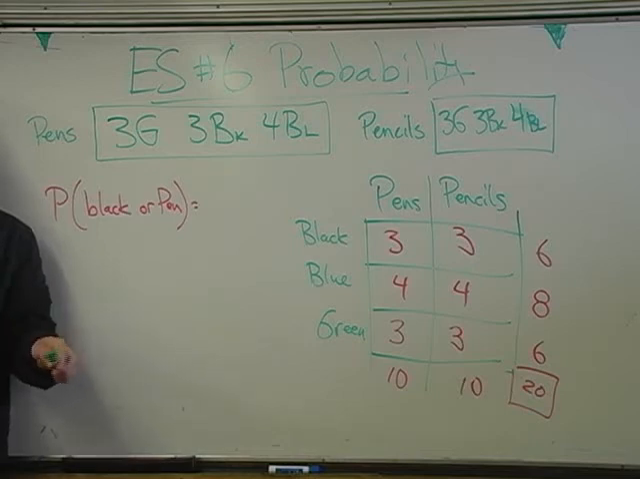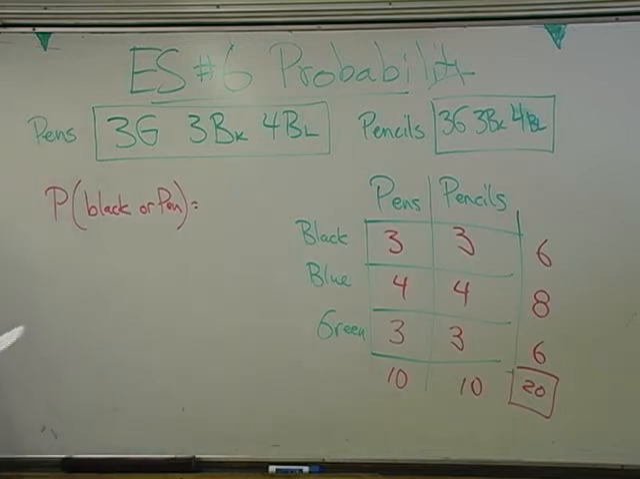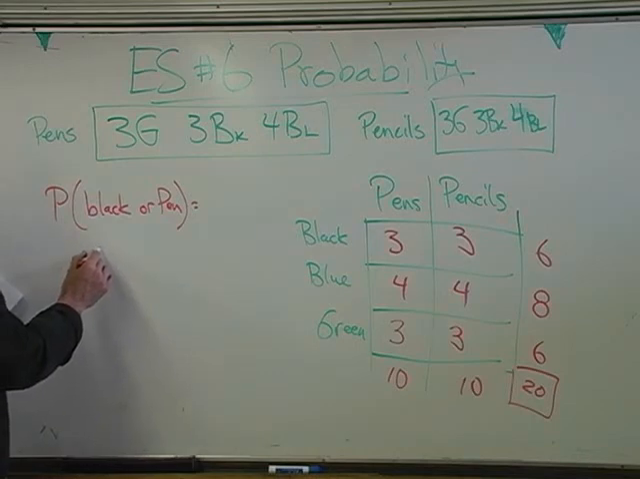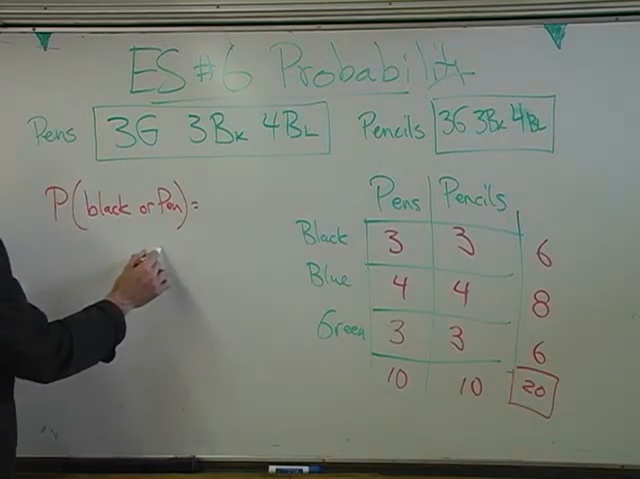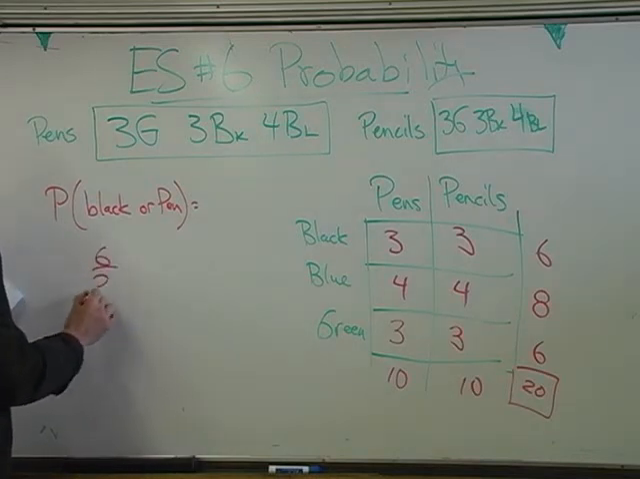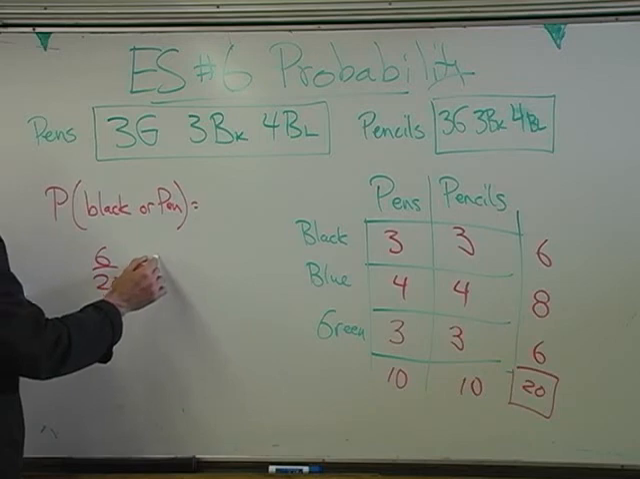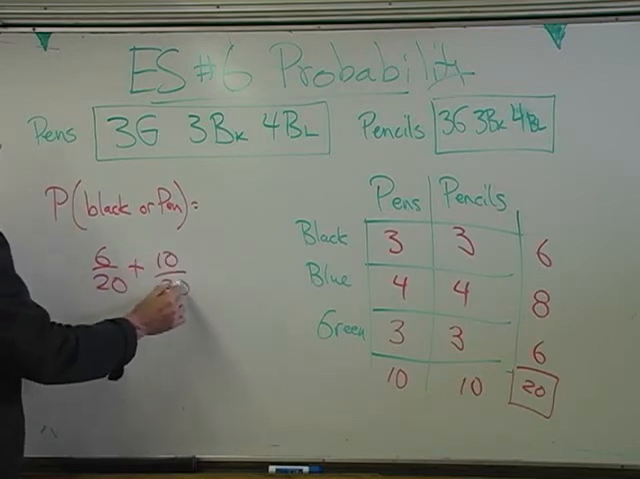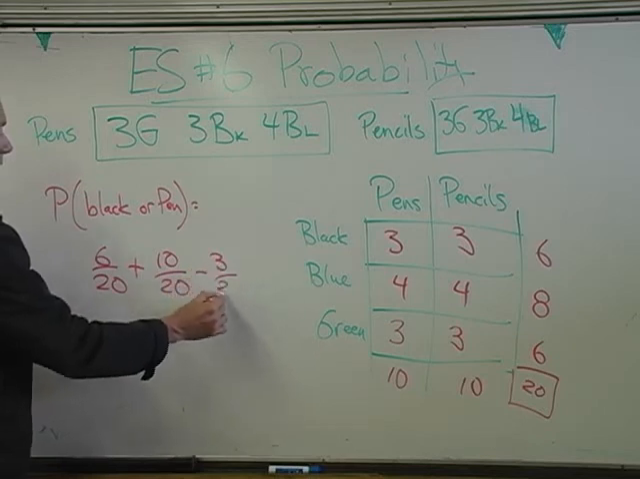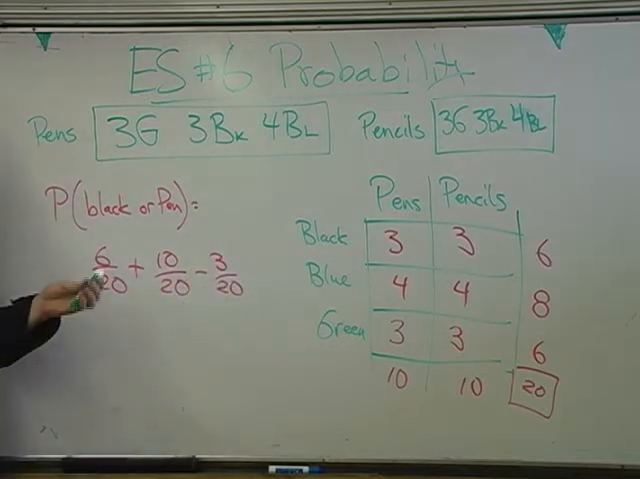Well, you have to do 6 out of 20 because that's all the black, right? So let's see, we have 6 out of, so for the black stuff, we have 6 out of 20. And then you add the number of pens minus 1. No, minus 3 because there's 3 black pens. All right, so watch how I write this. You are absolutely correct. We can write it like this.